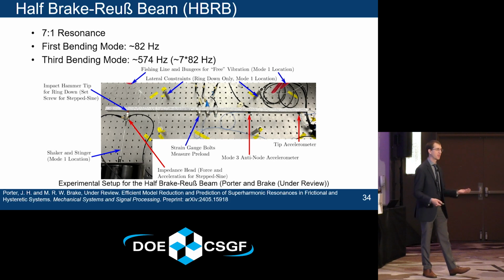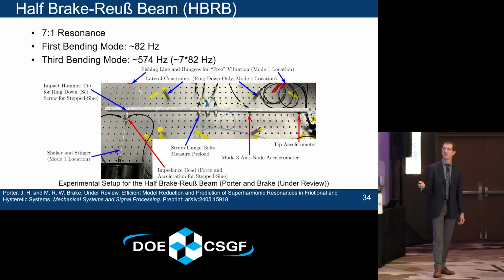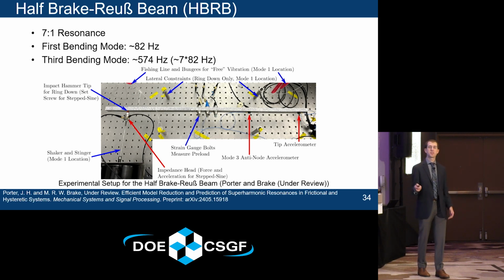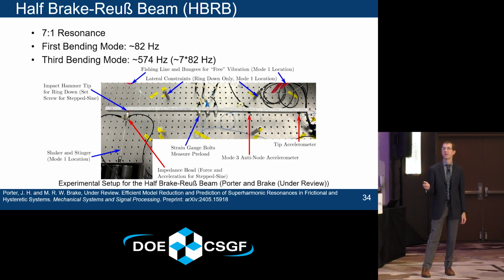So for this, I'm looking at the half-break Royce beam, which is just a modification of the previous jointed structure I showed. And here you see my experimental setup from the experiments I ran. And this shows a 7-to-1 superharmonic resonance, where if you excite it near the first mode, which is about 82 hertz, you also get a large response at 7 times that forcing frequency, or about 574 hertz.